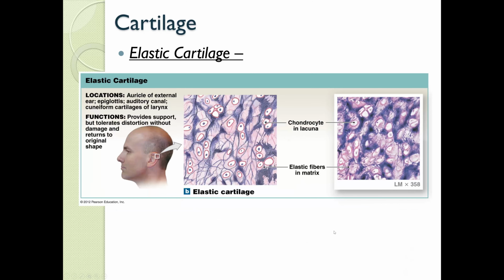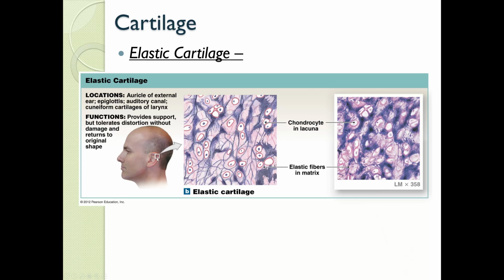The next type of cartilage is elastic cartilage. You can find this in the auricle of your external ear, or basically the cartilage part of your ear flap. It's also in your epiglottis, your auditory canal, your cuneiform cartilages of your larynx, so your voice box. Elastic cartilage provides support but tolerates distortion without damage and returns to the original shape.